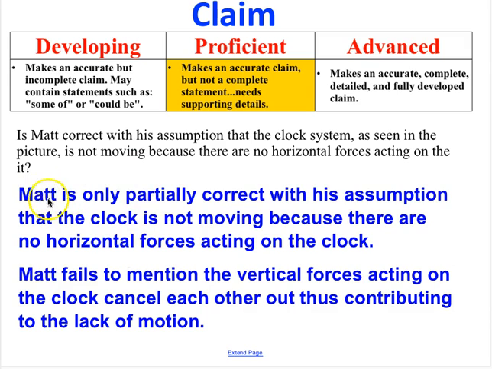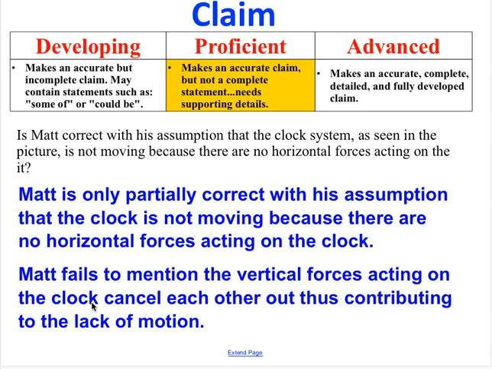First of all, here's my claim. Matt is only partially correct with his assumption. Remember, Matt said that the reason why it's not moving is because there are no horizontal forces acting on it. Well, that's partially correct. He's right. So Matt is only partially correct with his assumption that the clock is not moving because there are no horizontal forces acting on it. But Matt fails to mention the vertical forces acting on it. These cancel each other out, thus contributing to the lack of motion.